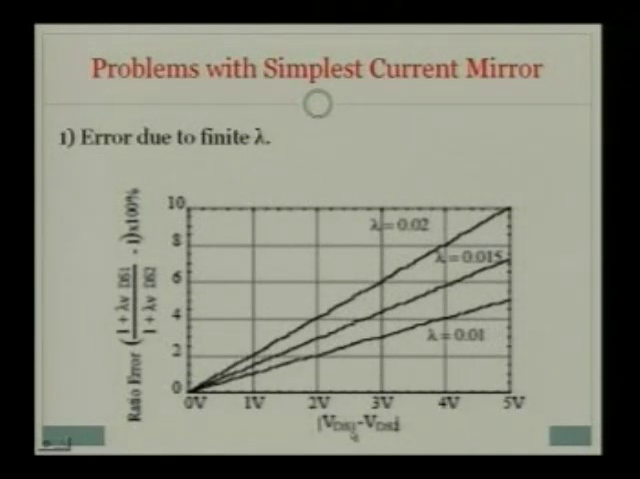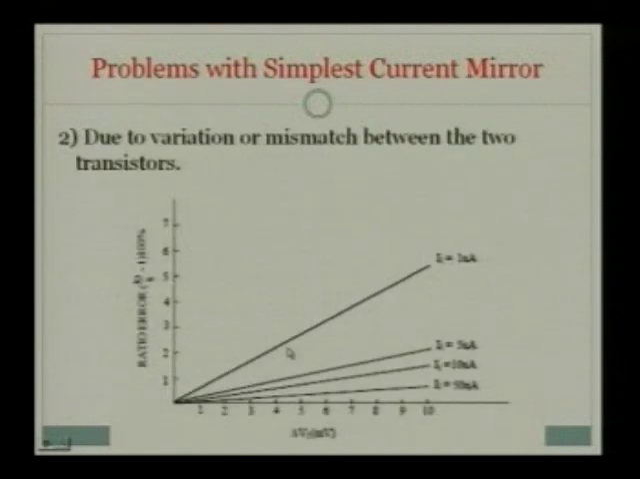This is the difference of VDS1 minus VDS2. As the difference increases, for a fixed lambda, error increases, and if the difference is fixed but lambda is increasing, the error increases. For a fixed difference, increasing lambda, error increases. For a fixed lambda, increasing this voltage difference, error increases. So this is the number one problem. This is the error due to the finite lambda.